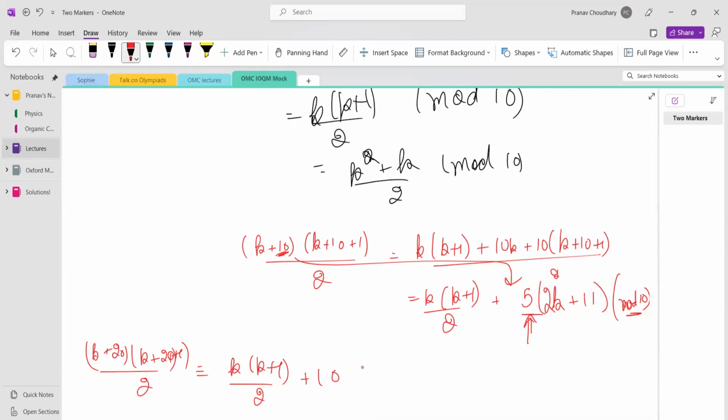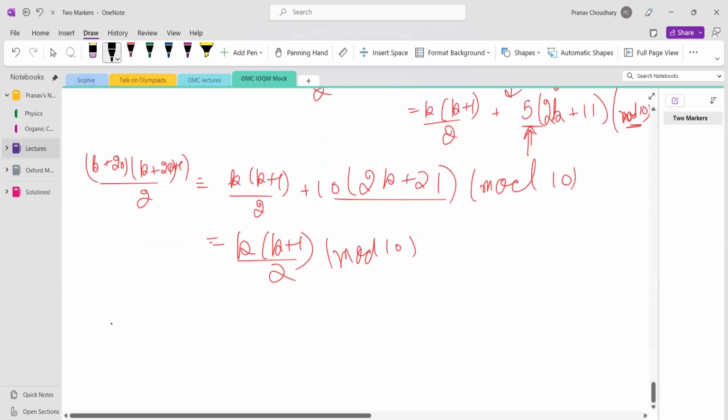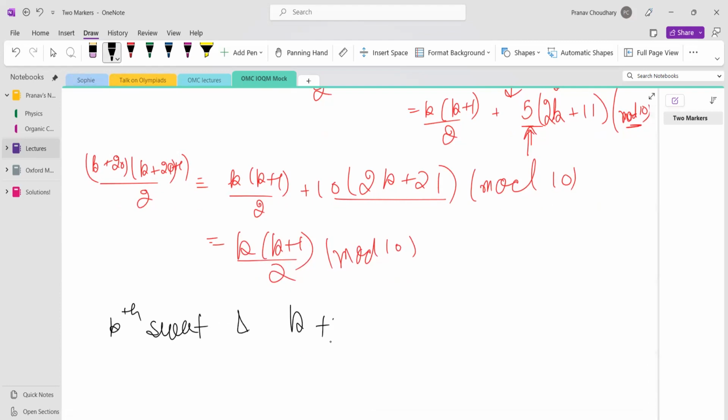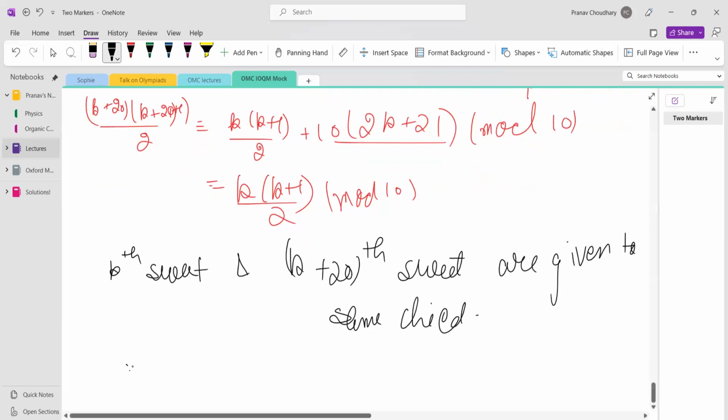Okay, unless I did calculations wrong, it should be something like this, modulo 10. And since this is 0 mod 10, this is just k times (k plus 1) by 2 mod 10. Which means if kth suite and k plus 20th suite are given to the same child, we can also repeat this argument for k and k minus 20, right?